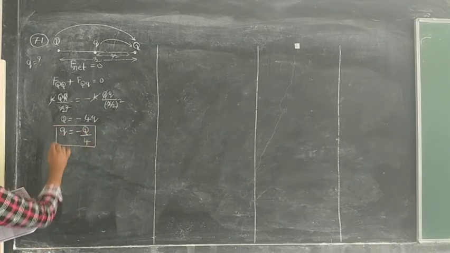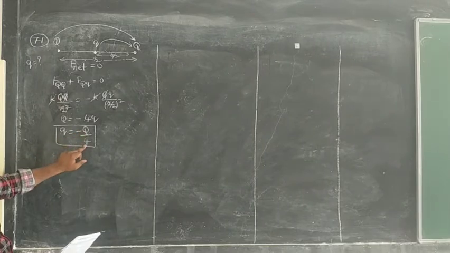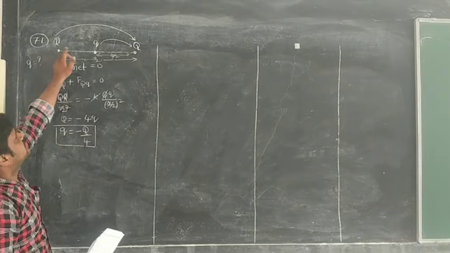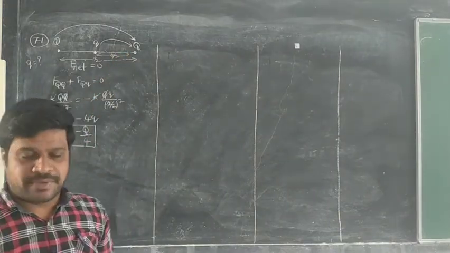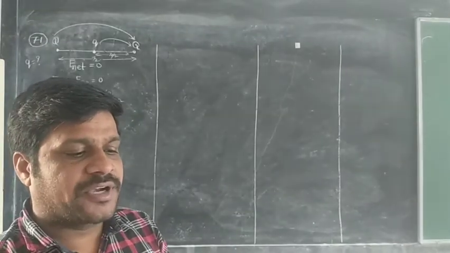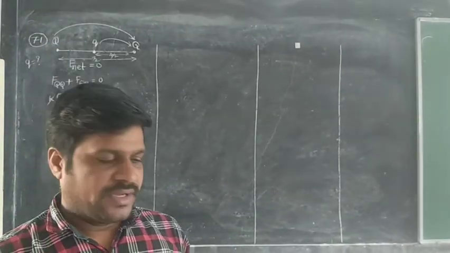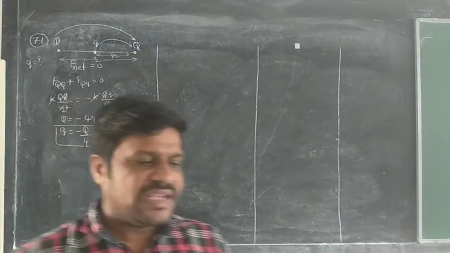So when small q equals minus capital Q by 4, in that case these three charges are said to be in equilibrium. Which of the options is correct for this answer? Option B is correct, right? Yes.